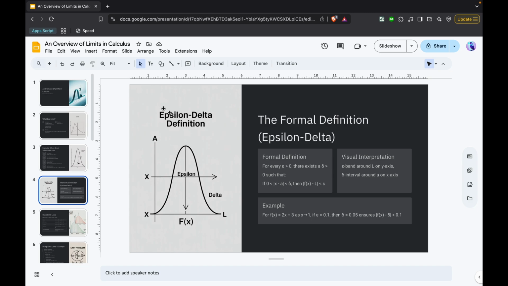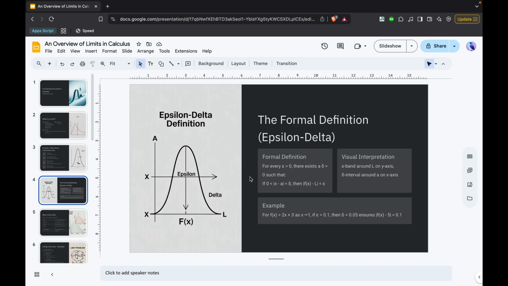The formal definition is: if we have a value epsilon greater than 0, there exists a delta greater than 0, such that if 0 is less than the absolute value of x minus a, which is less than delta, then the absolute value of f of x minus L is less than epsilon.